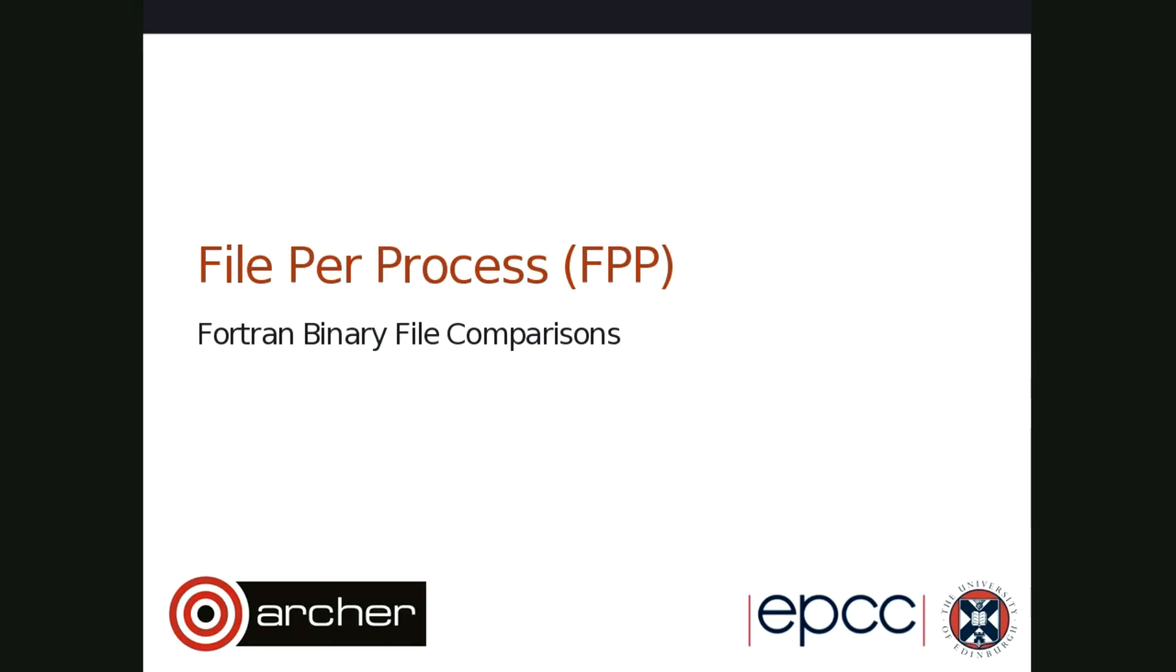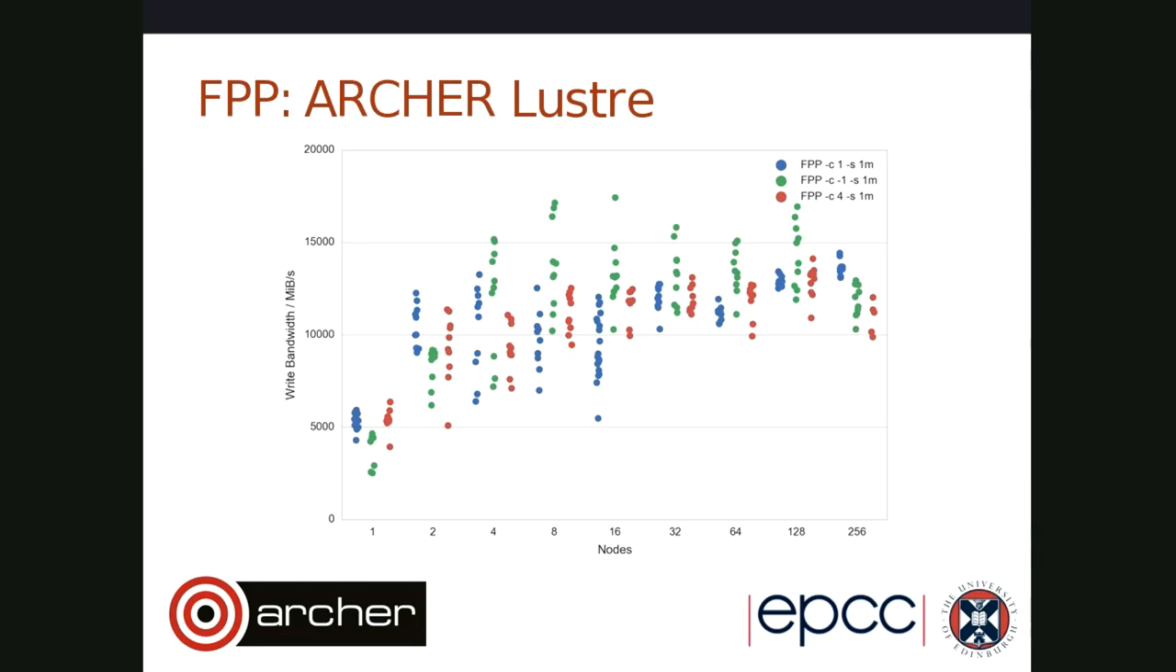And we're going to do exactly the same and compare the file per process, just using Fortran binary writes. So this is again on Archer, these are just the results from Archer, and you can see we have less data points here. That's because we've been doing the file per process for less time than we have done for the single shared file, which we've been running for quite a long time now. The three different colors here are for the three different stripe counts this time. The blue dots are for single striped, that's no striping at all. And if you use no striping at all on single shared file, you wouldn't be able to get any useful performance at all. You'd be limited to around 1 gig per second of performance maximum.